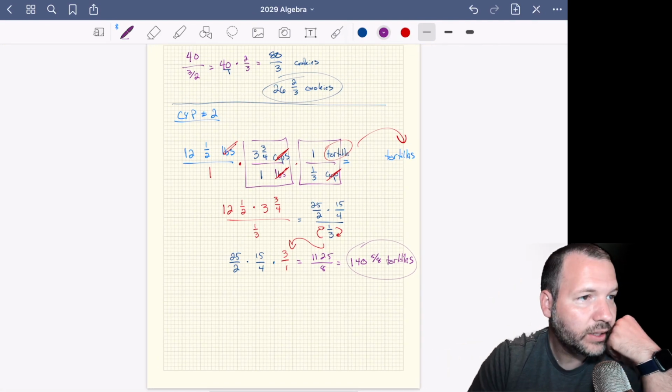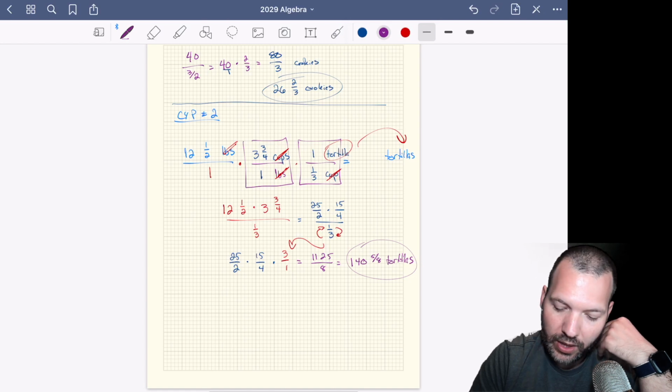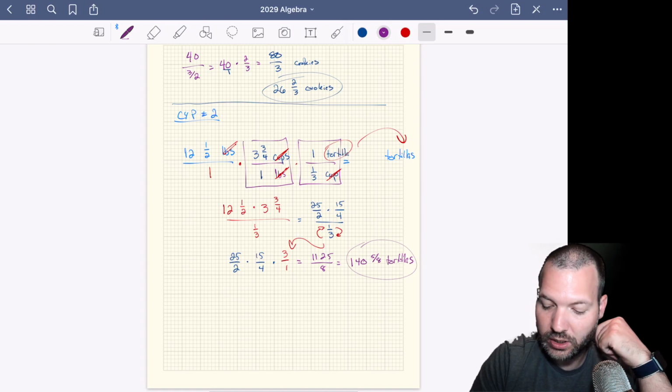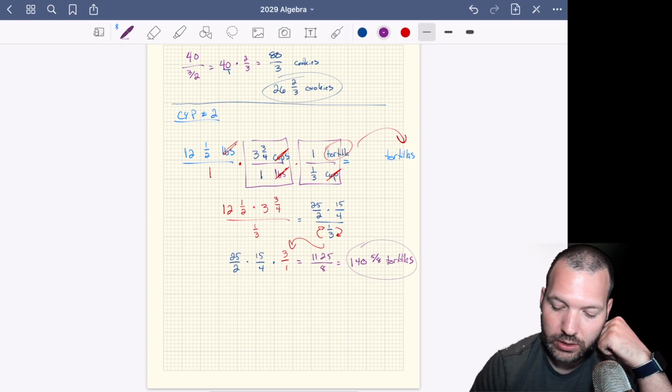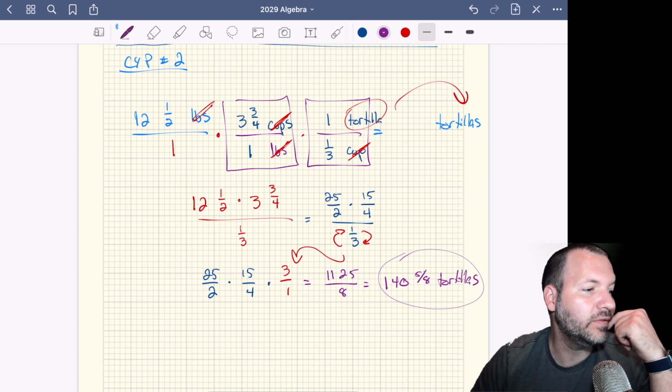All right, you can see my answer there. I am getting that with these circumstances, 12.5 pounds of flour, 3 3/4 cups of flour to a pound, and 1/3 of a cup of flour per tortilla, that we can make 140 5/8 tortillas. And again, I did it with dimensional analysis. Love that. Love dimensional analysis.